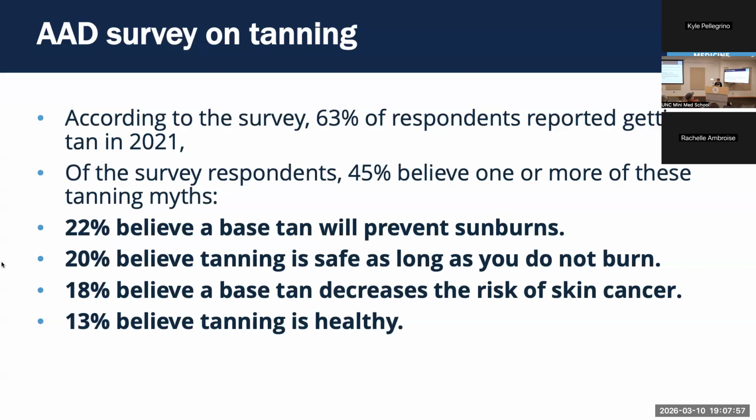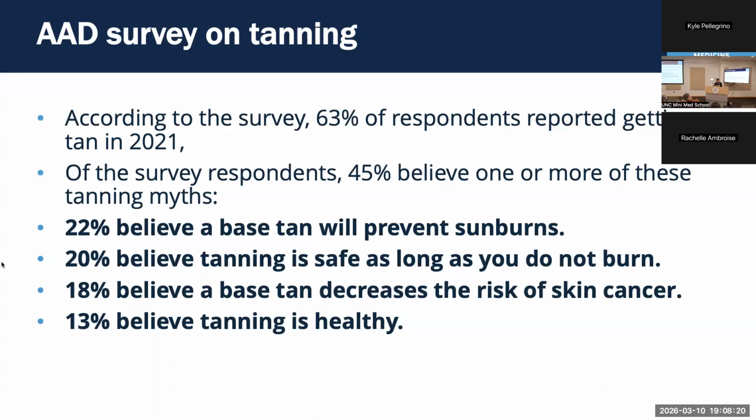The tan is evidence that your skin has decided to make more melanin. The melanocytes are now more active and they're pumping out more melanin because the UV light stimulated them, and they need to make more melanin in order to help protect the skin. That melanin protects the skin cells from UV.